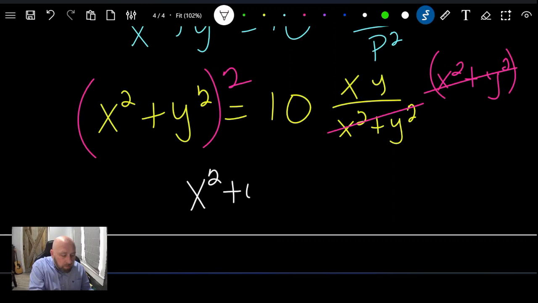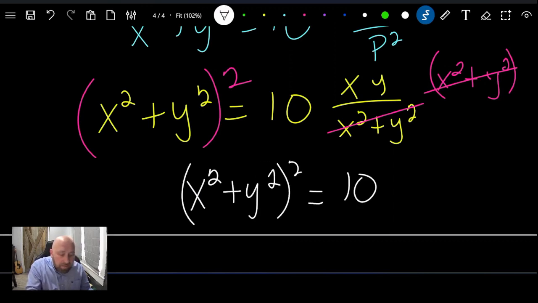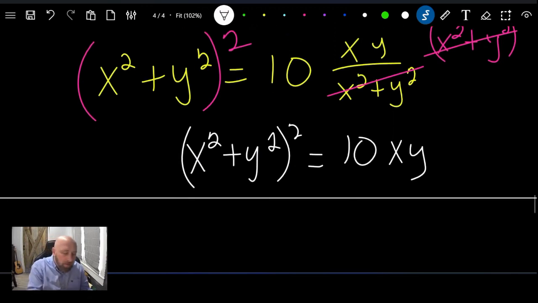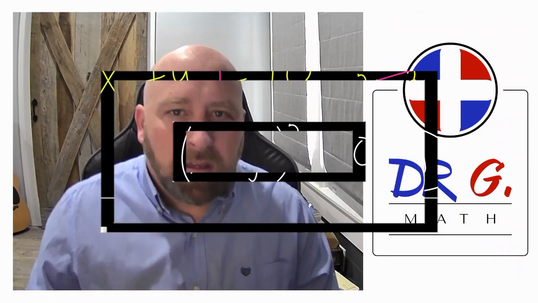x squared plus y squared, all squared, equals 10xy. And that's about as simple as you can get that, and that would be your final answer right there. And maybe you're like, final answer, what's going on? I want to do more to it. All it was asking you to do is take it from rectangular to polar and from polar to rectangular. So once you get it as simplified as you can, there's nothing else you can do to it. It's just a lot of substitution and a lot of algebra moving stuff around into its place.